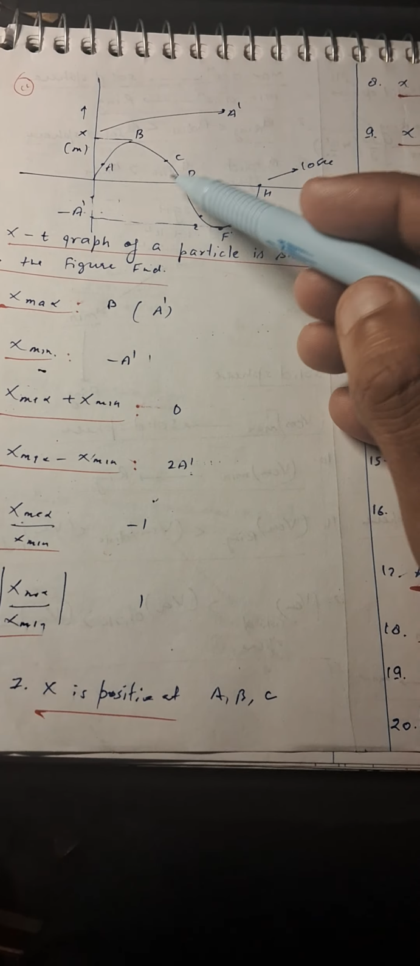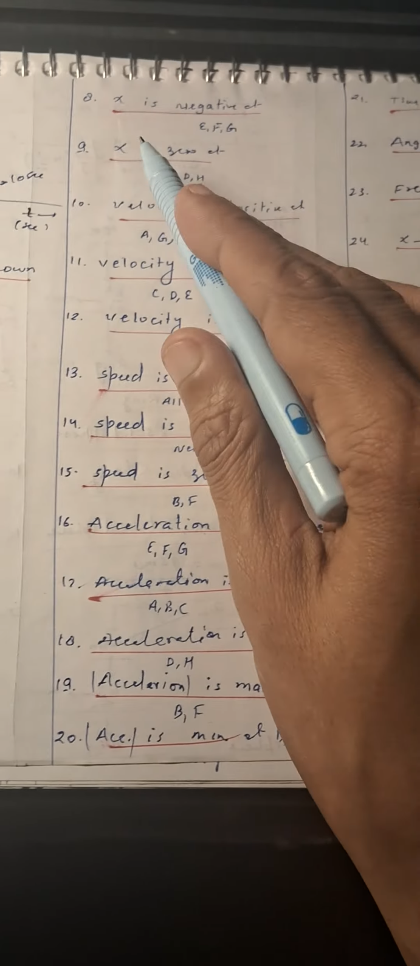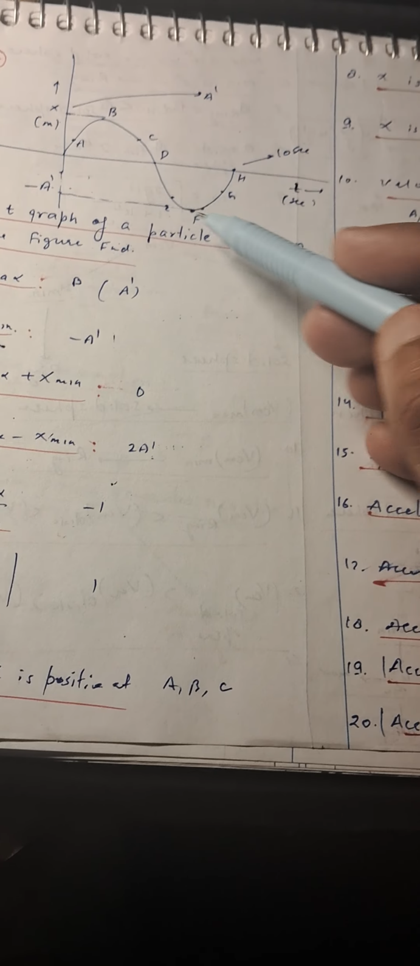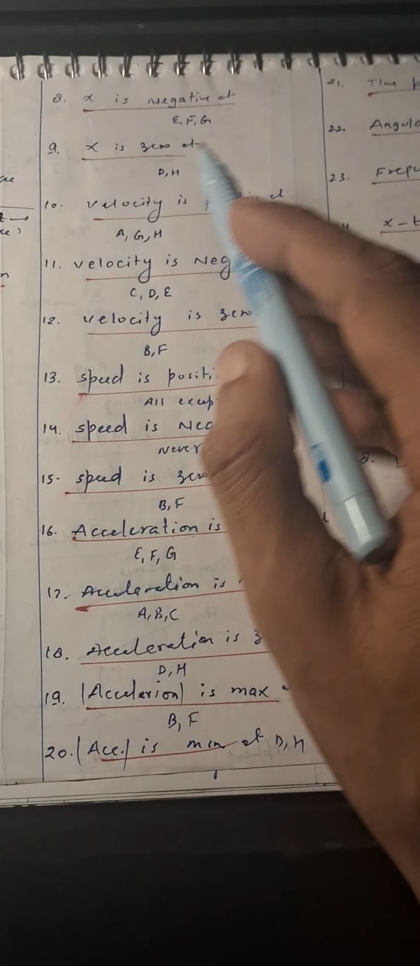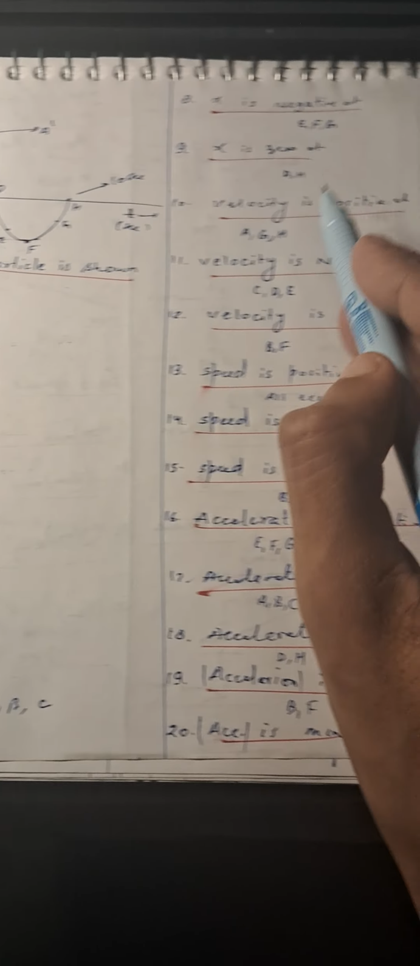X is positive at a, b and c, as you can see in the graph. X is negative at e, f and g. X is 0 at d and h.